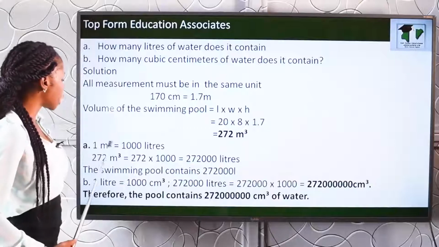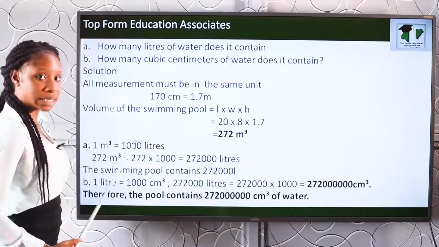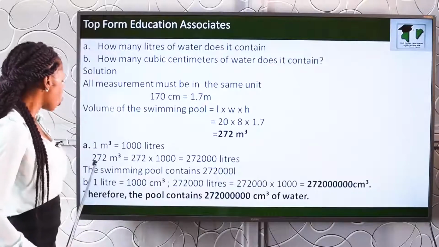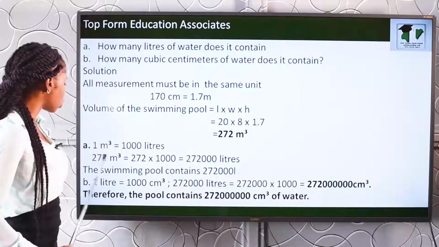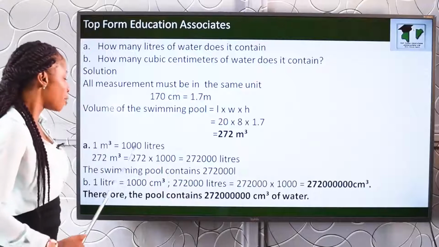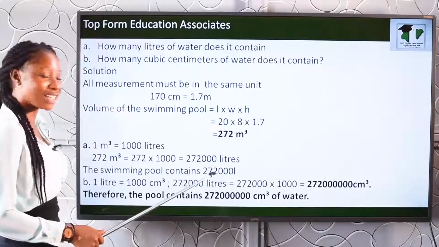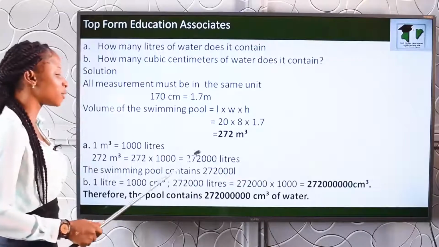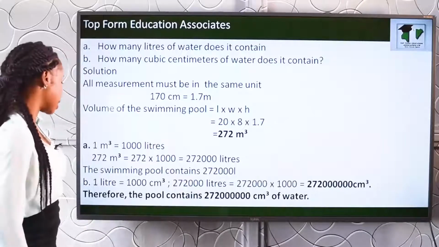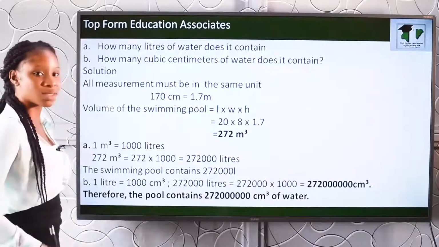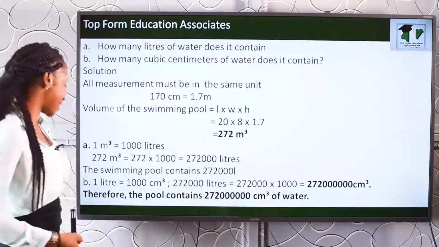Now, 1 meter cube makes 1,000 liters. So, we have 272 meter cube multiplied by 1,000 to give us our answer in liters, which is 272,000 liters. So therefore, the swimming pool can hold 272,000 liters of water.